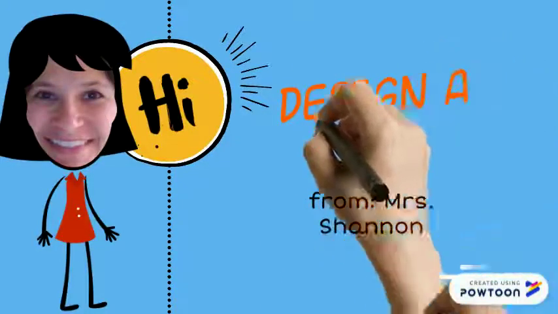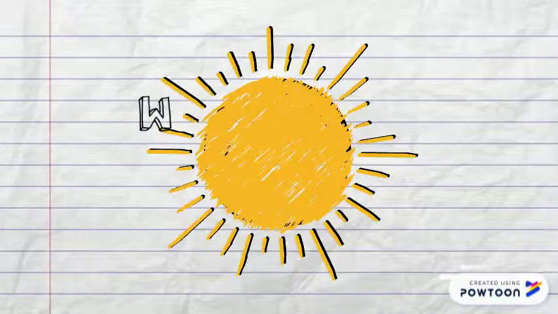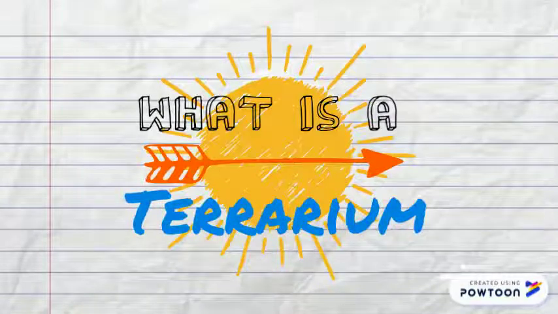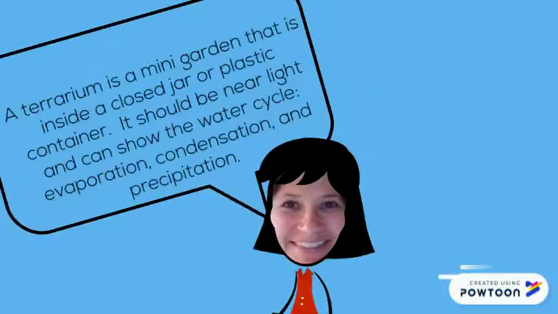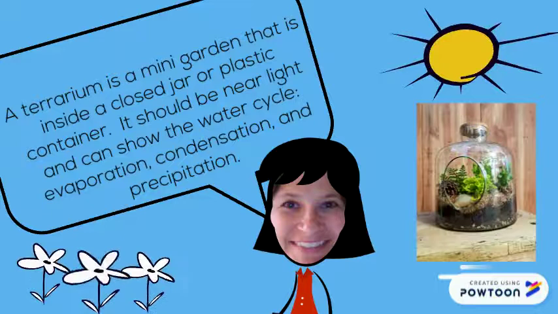Today we're going to design a terrarium. Do you know what a terrarium is? A terrarium is a mini garden that is inside a closed jar or plastic container. It should be near light and can show the water cycle, which includes evaporation, condensation, and precipitation.